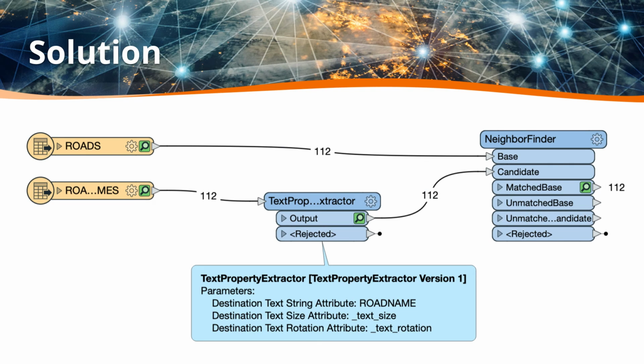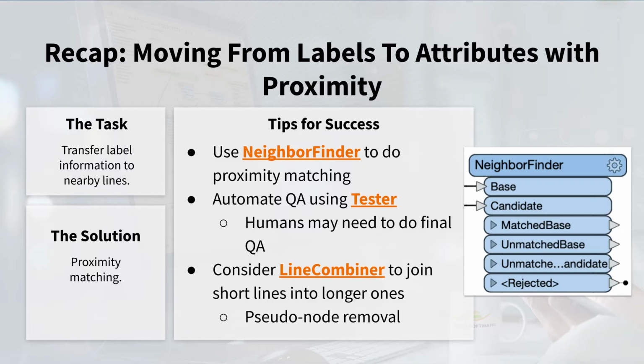So again, this is the workspace we just saw. And what are the tips? Again, we're doing proximity matching, and we use our neighbor finder to do that. You can use the tester to make sure that you have at least one match. Whenever you're doing proximity, you may have to have humans do a final QA, but the tester can tell or deal with the things that might be not enough matches or too many. And then sometimes you might want that line combiner to get rid of what we used to call pseudo nodes to make you long lines.